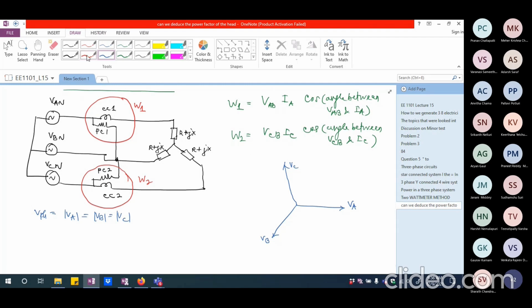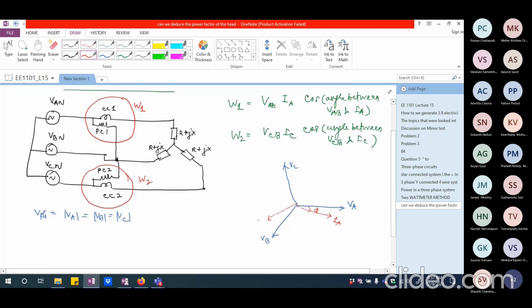So before that, let me draw the currents. If I have assumed that R plus JX is the impedance, which is inductive, obviously I will have IA lagging behind. So this will be IA and this will be the phase angle. And I'm talking about all the three phases having balanced load. So the current should be exactly the same and they should also have the same phase angle. So I should have essentially the current here somewhat like this.